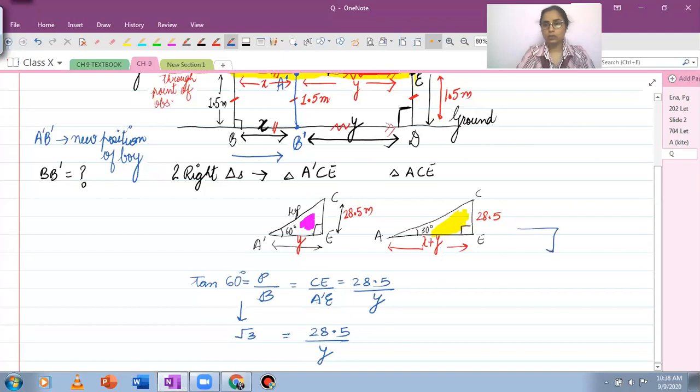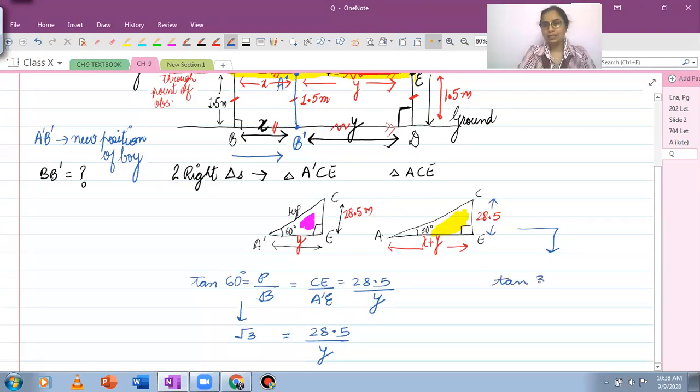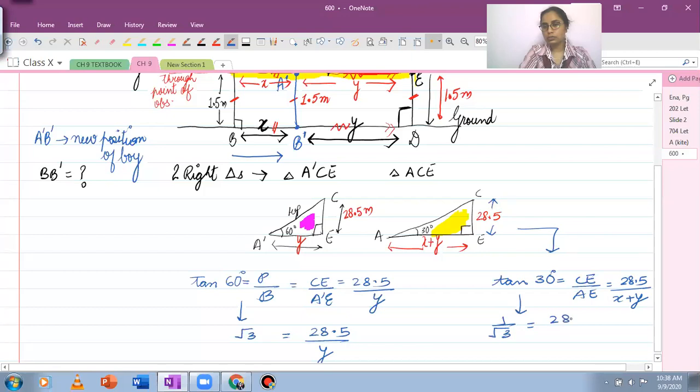Now, in this triangle, again, I have the vertical distance, the height, the perpendicular, and the base. So I'm again going to apply tan. The angle now is 30 degrees. So this will be equal to CE upon AE, which is equal to 28.5 upon x plus y. So tan 30 is 1 by root 3.